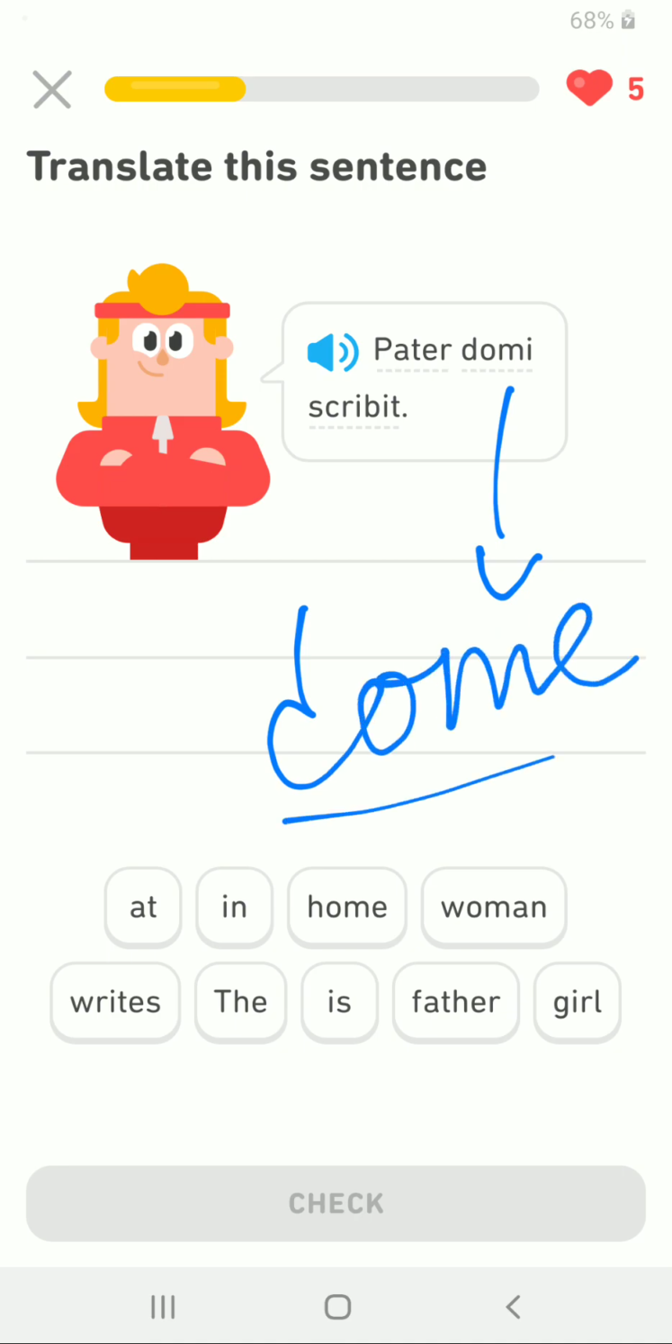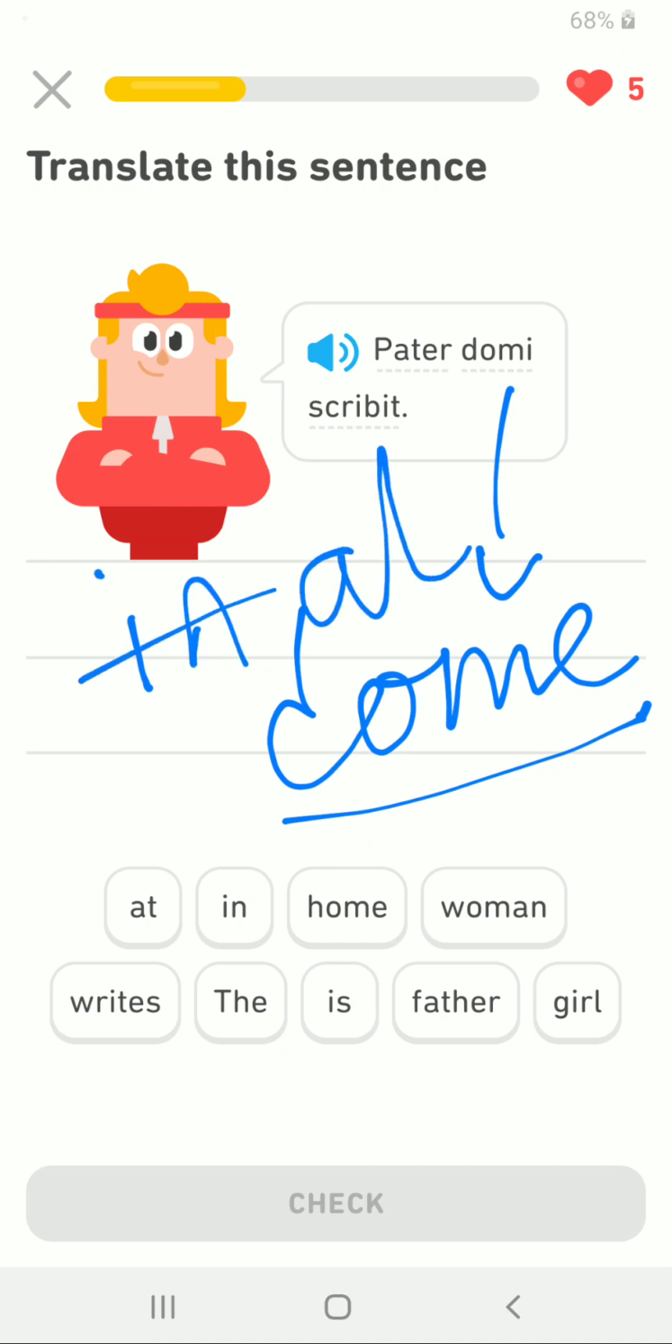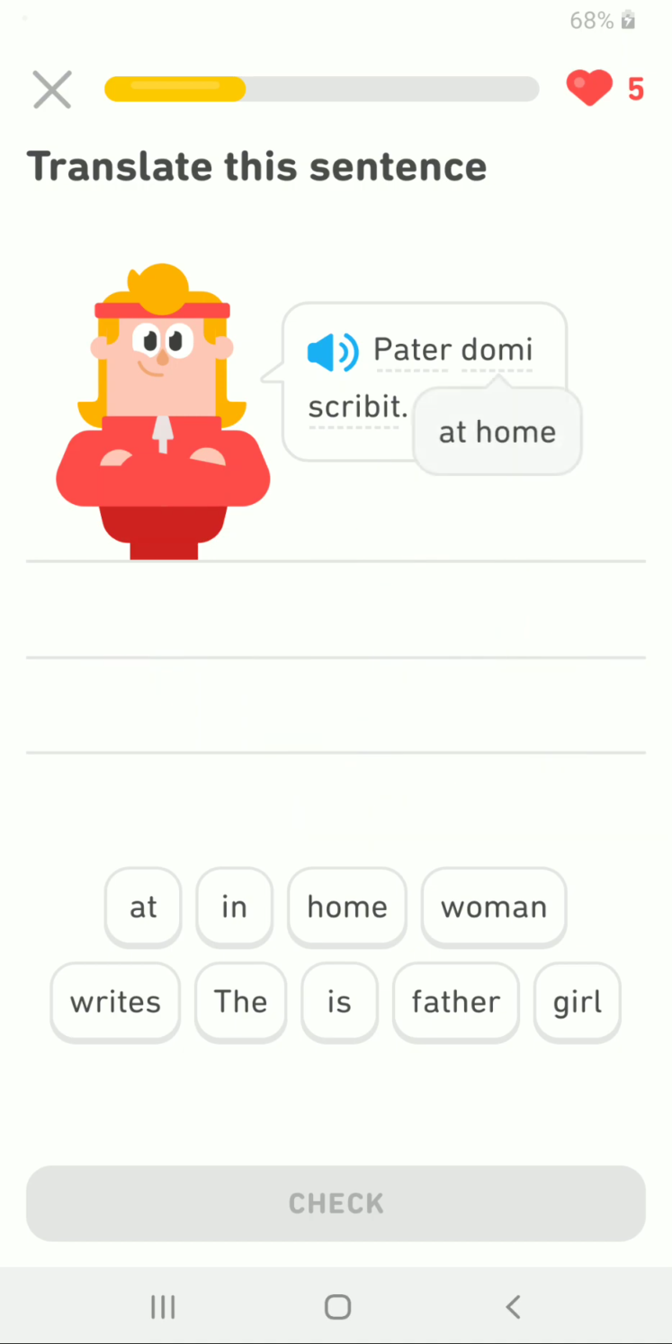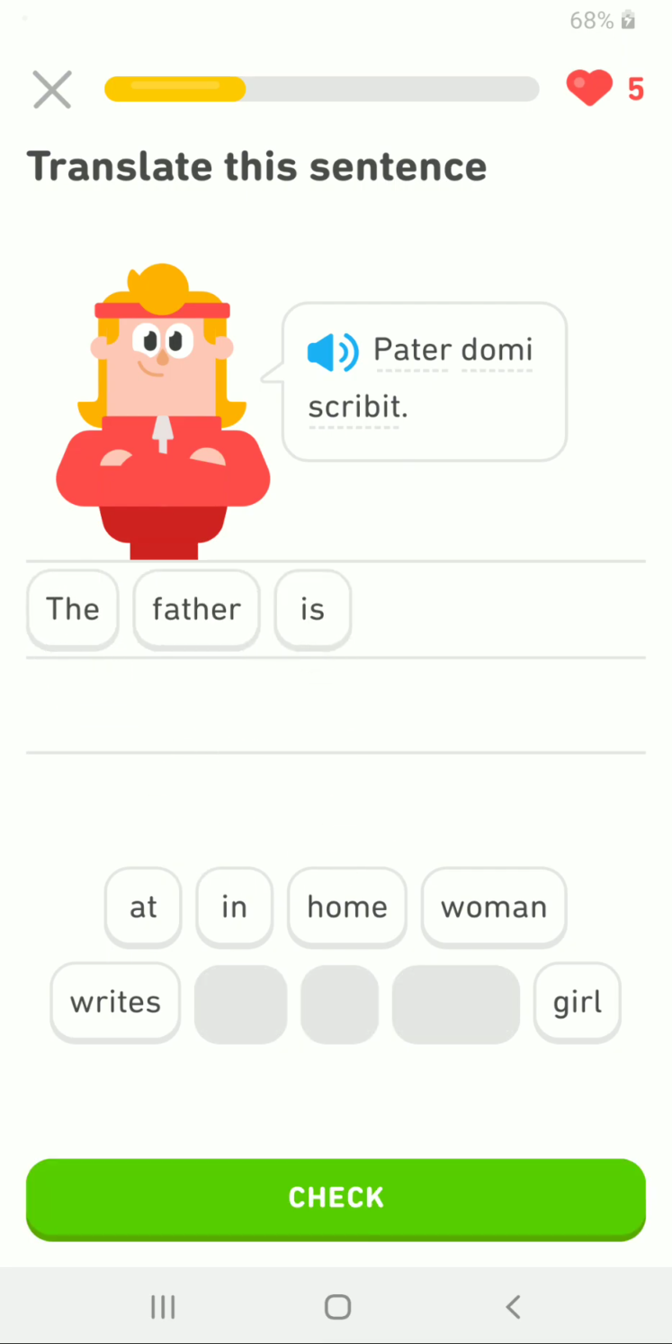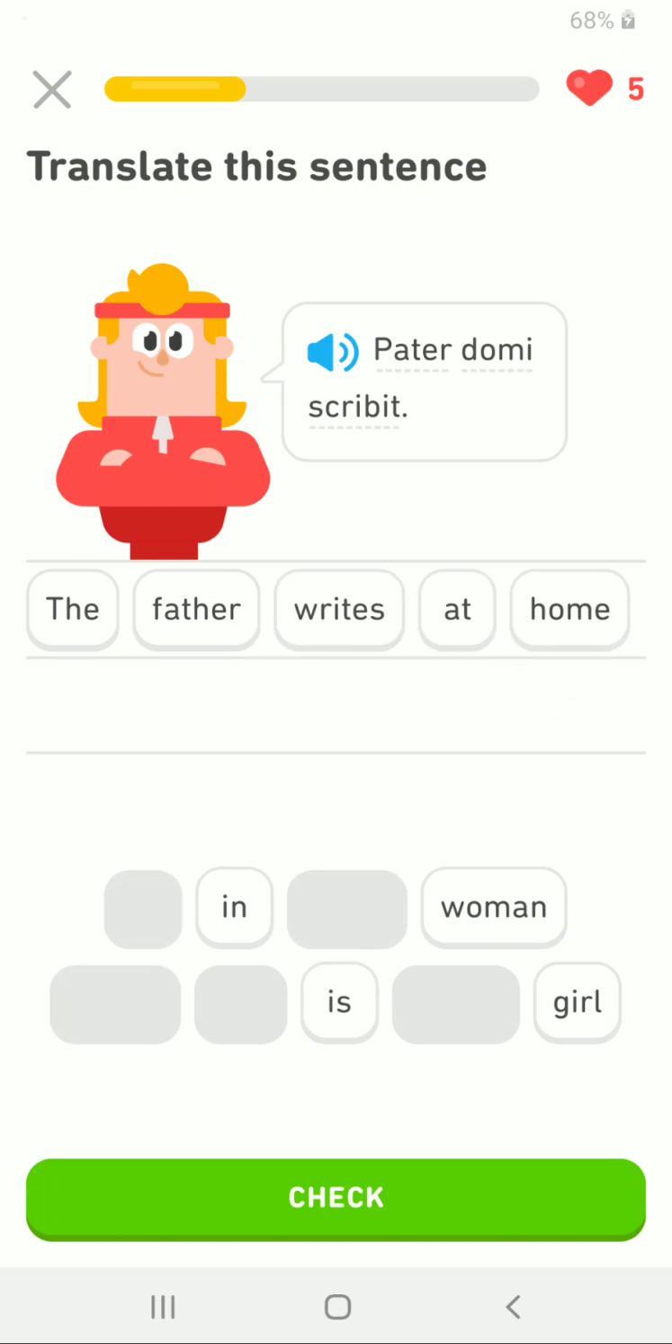Domi. Domi is in. So in or at home. Sorry, at home. Let's see. At home, yeah. Domi. So pater, the father, is, the father writes at home, yeah.